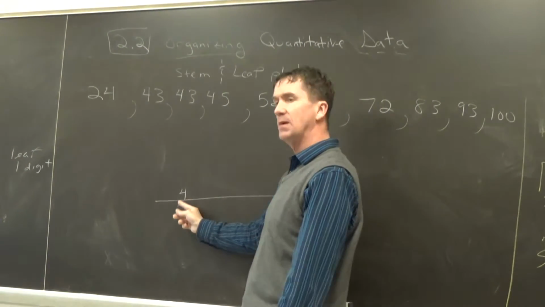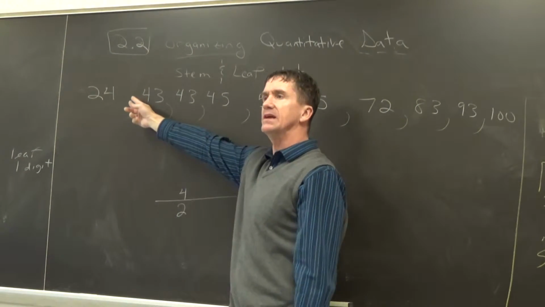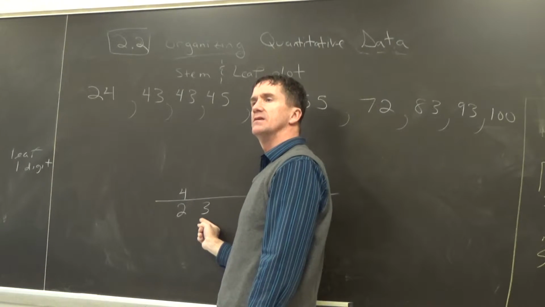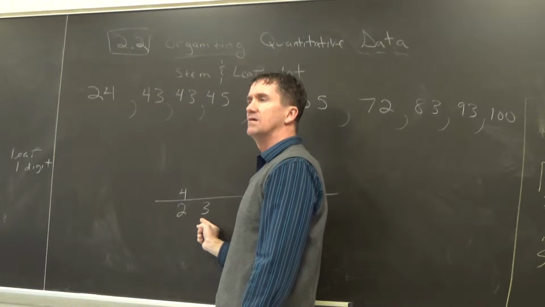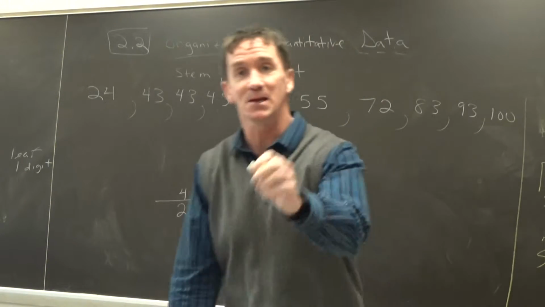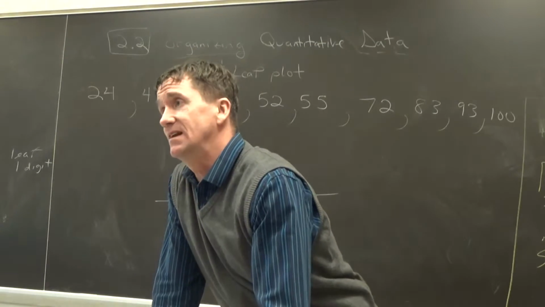So I'm going to keep going. There's my 24. Now, I look up here. Anything in the 30s? I'm going to put my 3 as my stem. Anything in the 30s? No. Do I put anything here? Excellent, but I'm going to keep that 3 there. It's just, there's nothing in the 30s.